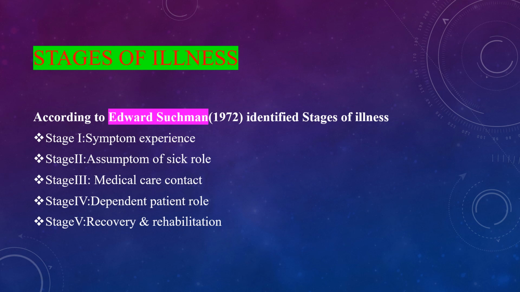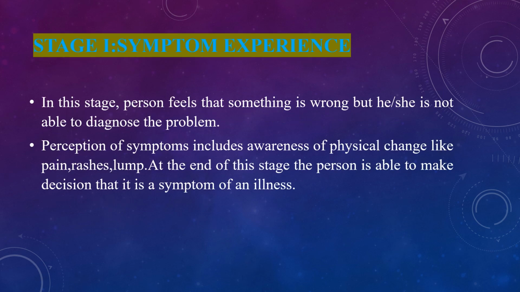According to Edward Suchman, 1972, there are stages of illness. Stage 1, symptom experience. Stage 2, assumption of sick role. Stage 3, medical care contact. Stage 4, dependent patient role. Stage 5, recovery and rehabilitation. Stage 1, symptom experience. In this stage, the person feels that something is wrong, but he or she is not able to diagnose the problem. They feel that something is not well, but they are not able to diagnose what exactly happened.